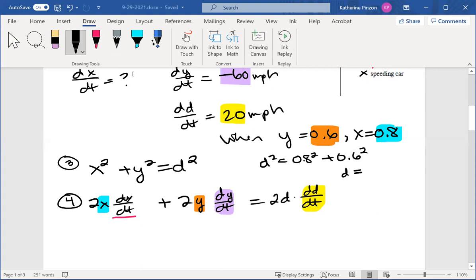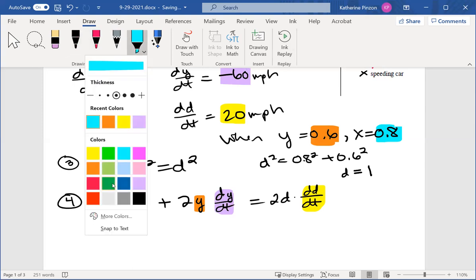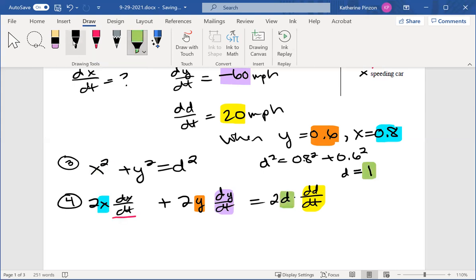Yes, 1. Great. No, you changed your mind? Oh, you're keeping it. 1. Good. Okay, so we found that D is 1. So now he's going to go in. What color didn't I use yet? Green. 1 is going to go right there. All right, let's plug it in.